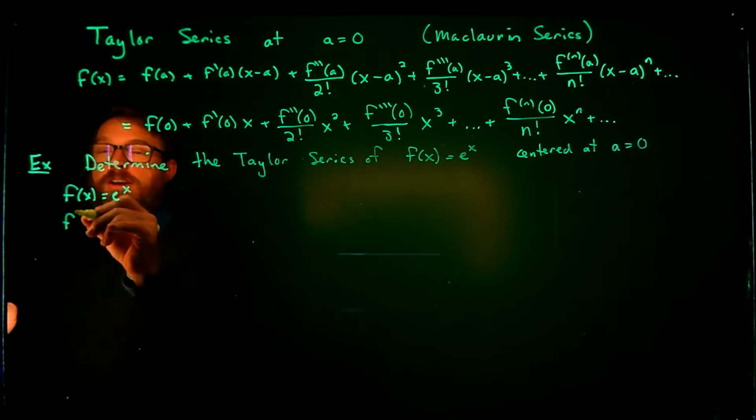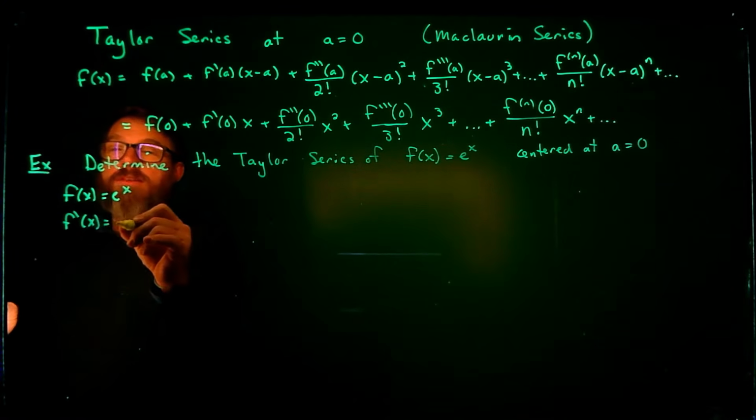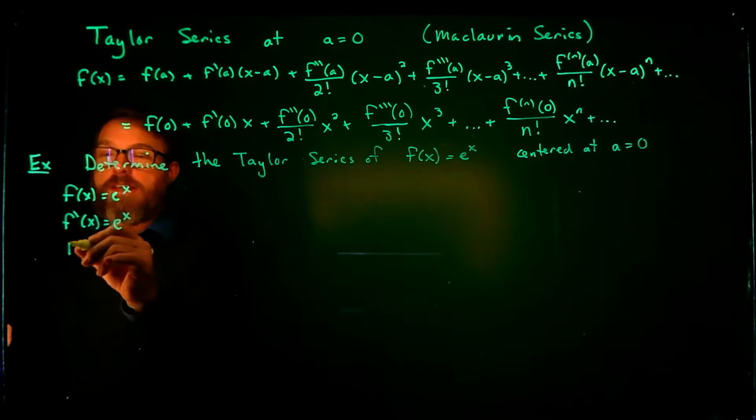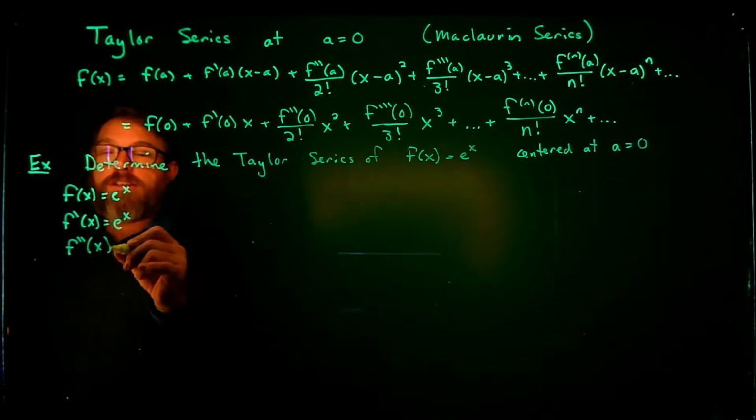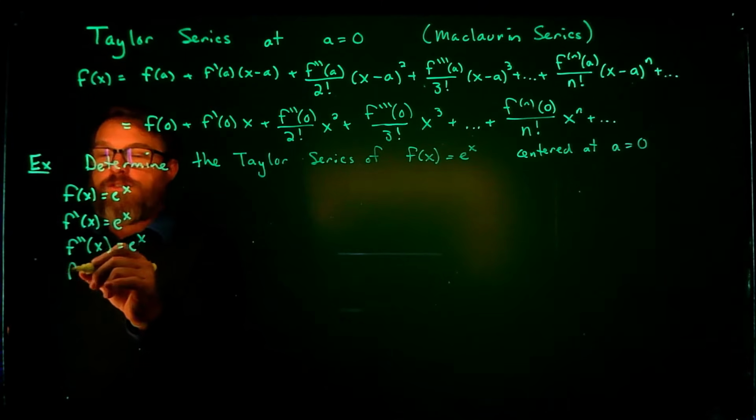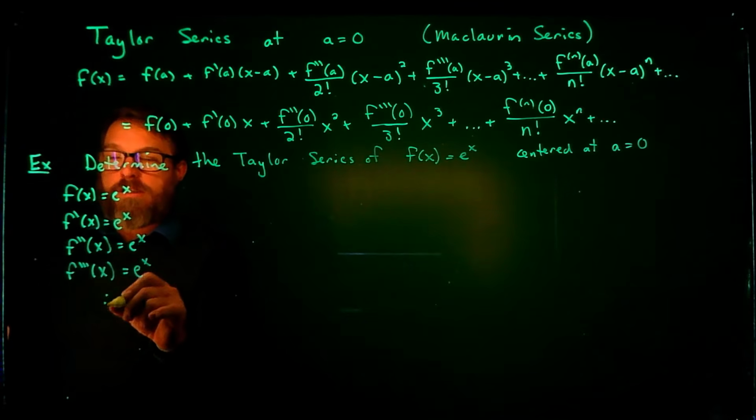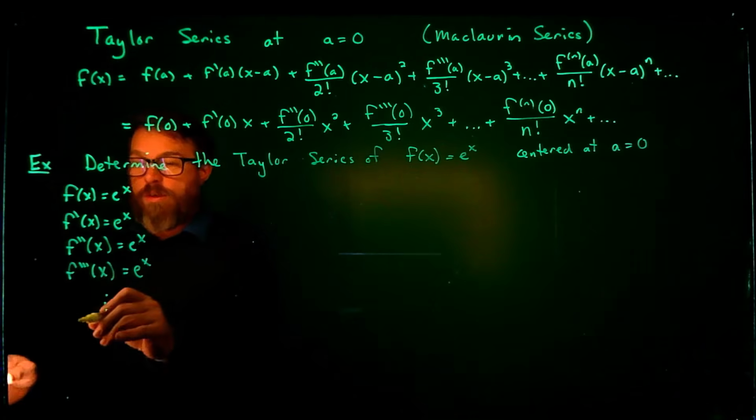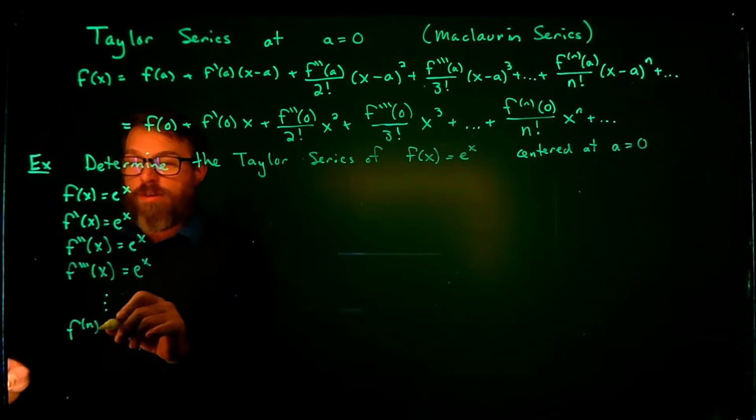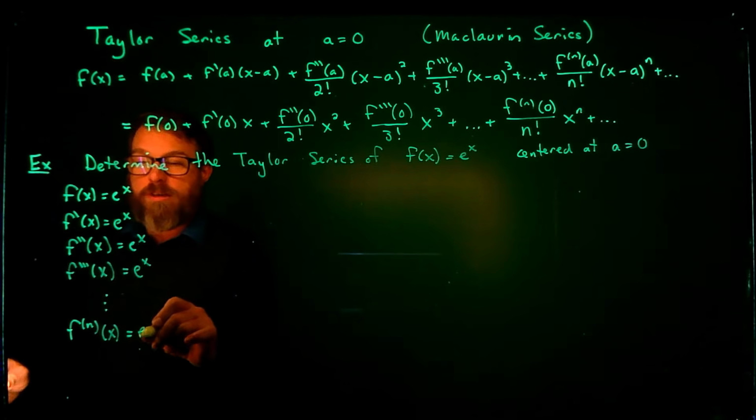Then I'm going to have to find all its derivatives. So f prime of x. One nice thing about e to the x is that its derivative is still e to the x. F double prime of x is still e to the x. F triple prime of x is e to the x. I've chosen a nice function because the nth derivative is still going to be equal to e to the x, and so on.